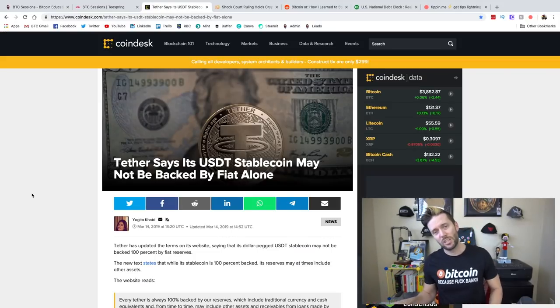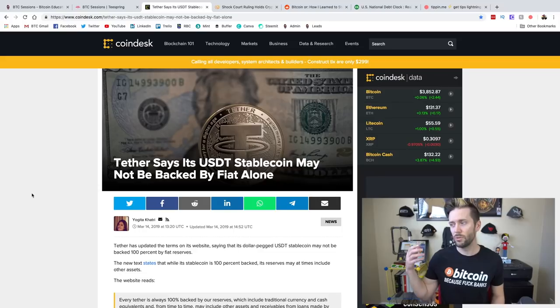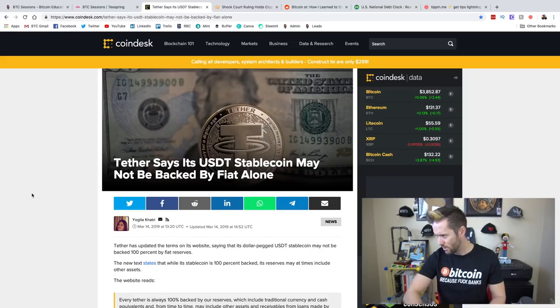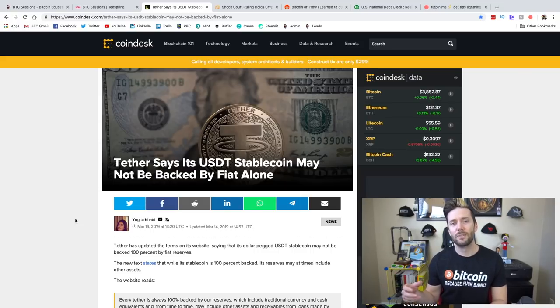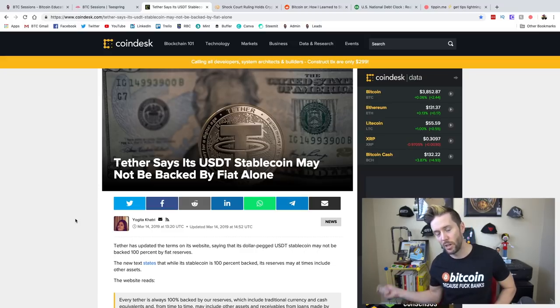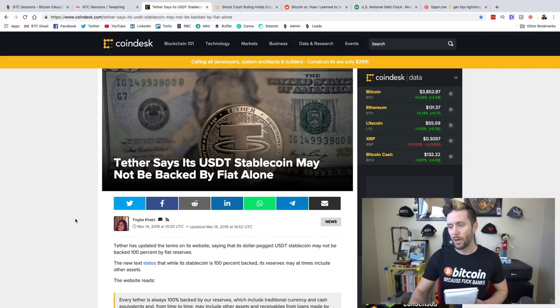Some news about Tether today. For those of you unfamiliar, Tether is a US dollar-backed stablecoin that is an ERC-20 token, which means it's based on the Ethereum blockchain. At least initially, I think there's Omni. I'm not quite sure what Omni is, but anyways, it's got multiple implementations. Tether has always said that they were backed one-to-one by US dollars. So for every Tether that exists, there is a US dollar somewhere in an account in reserves, wherever.